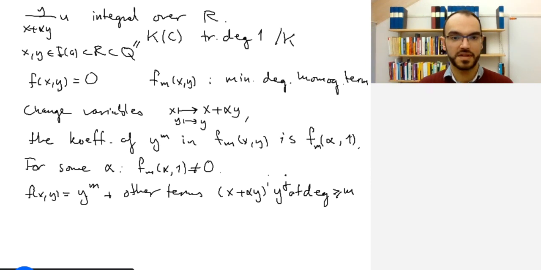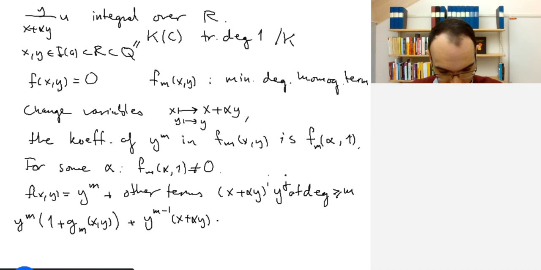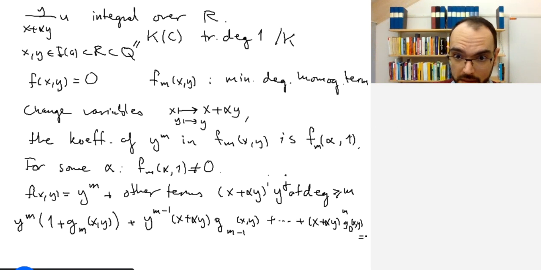So this is not enough to say that y is integral or whatever, because y is already in R. But these might have higher degree, that is the point. Write this by moving y^m to one side, and so on. I get y^m times y plus some polynomial in x, y, plus y to the power m minus 1 times x plus alpha y times some other polynomial in x, y, and so on, until the final term is x plus alpha y to the power m times some polynomial g_0. And this is equal to 0.